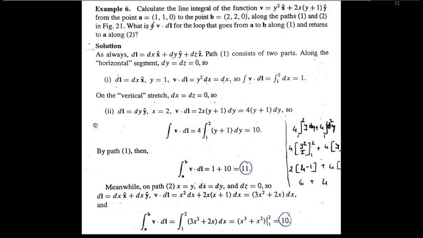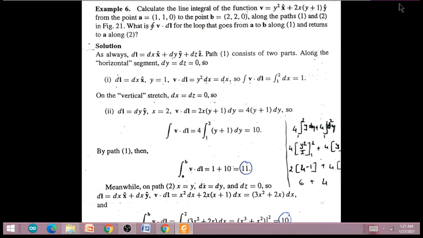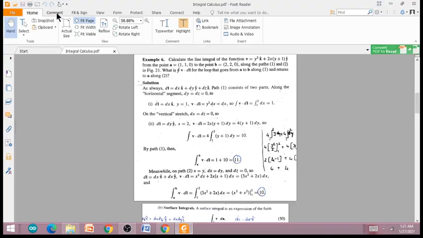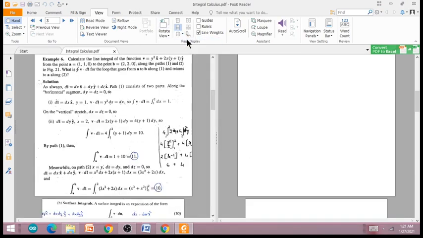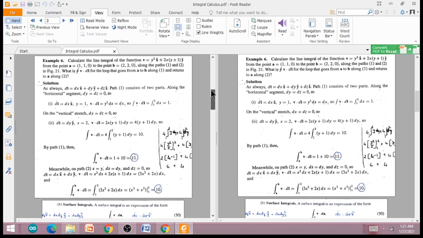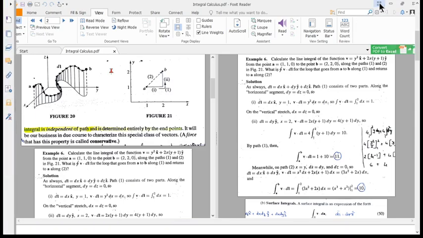Okay, so with this we will be learning in example number 6, where we want to calculate the line integral of a function v, that is y square x cap plus 2x(y plus 1) y cap. So right now instead of 3 dimensions we are just taking 2 dimensions. Let me have a parallel figure. So for ease, I am just making the 2 dimensions, and therefore it would be easy for me to give you the guidance.